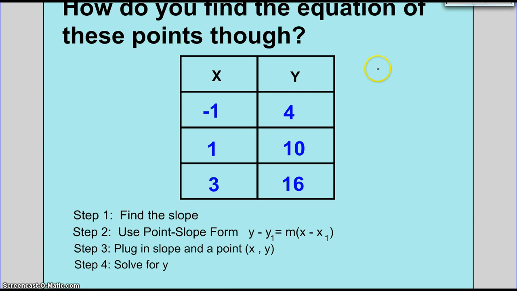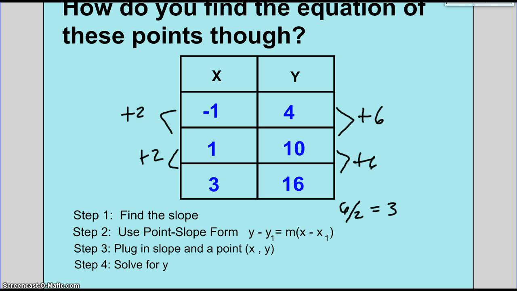How do you find the equation of these points, though? So I need to find the slope. The slope is my change in the x and my change in the y. This is a +2. This is a +6, and a +6, a +2. So my slope should be 6 plus 6, so that's change in y over the change in x, which is 3. And then it says I use point slope form, which is this equation.